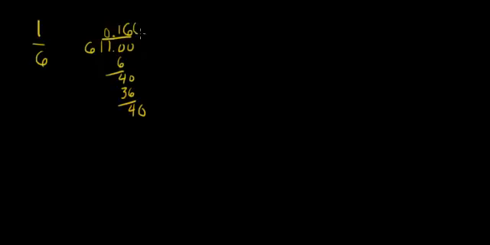If I had 1/6, if I wanted to convert this into a decimal, I would take 1 and divide that by 6. So I'll move my decimal up. 6 goes into 1 0 times, goes into 10 once, 6 goes into 46 times, gives us 36. Bring another 0 down, 6 goes into 46 times, and that gives us 36 again. Bring another 0 down, 6 goes into 46 times.